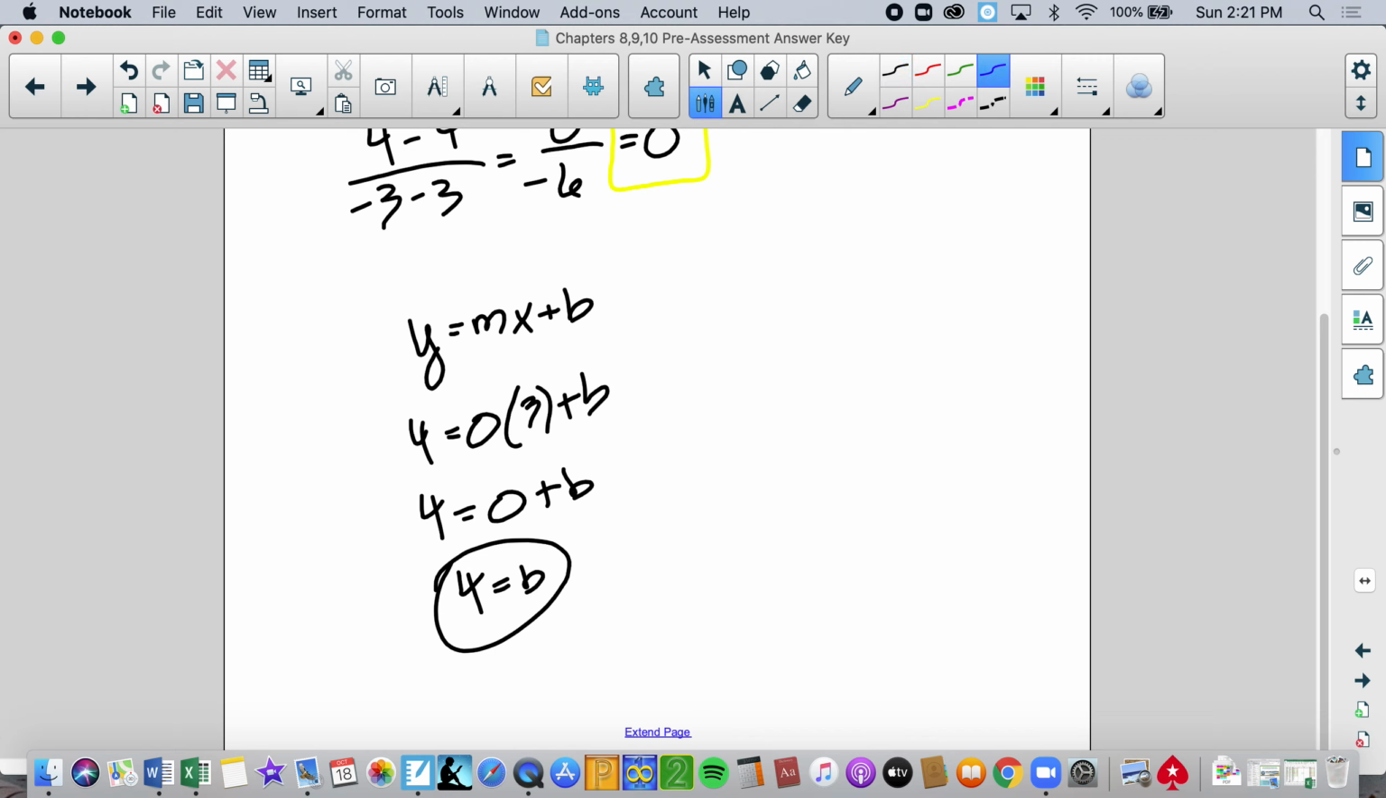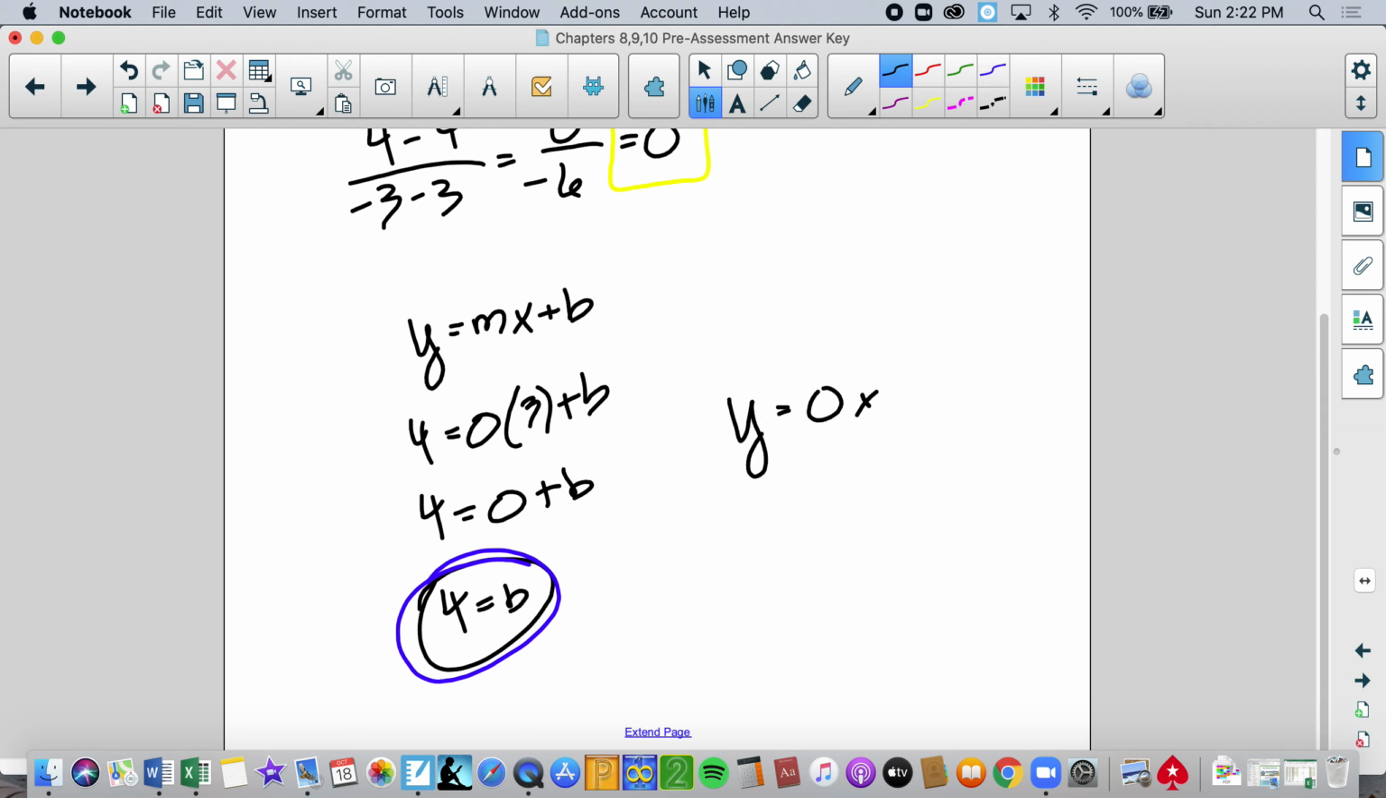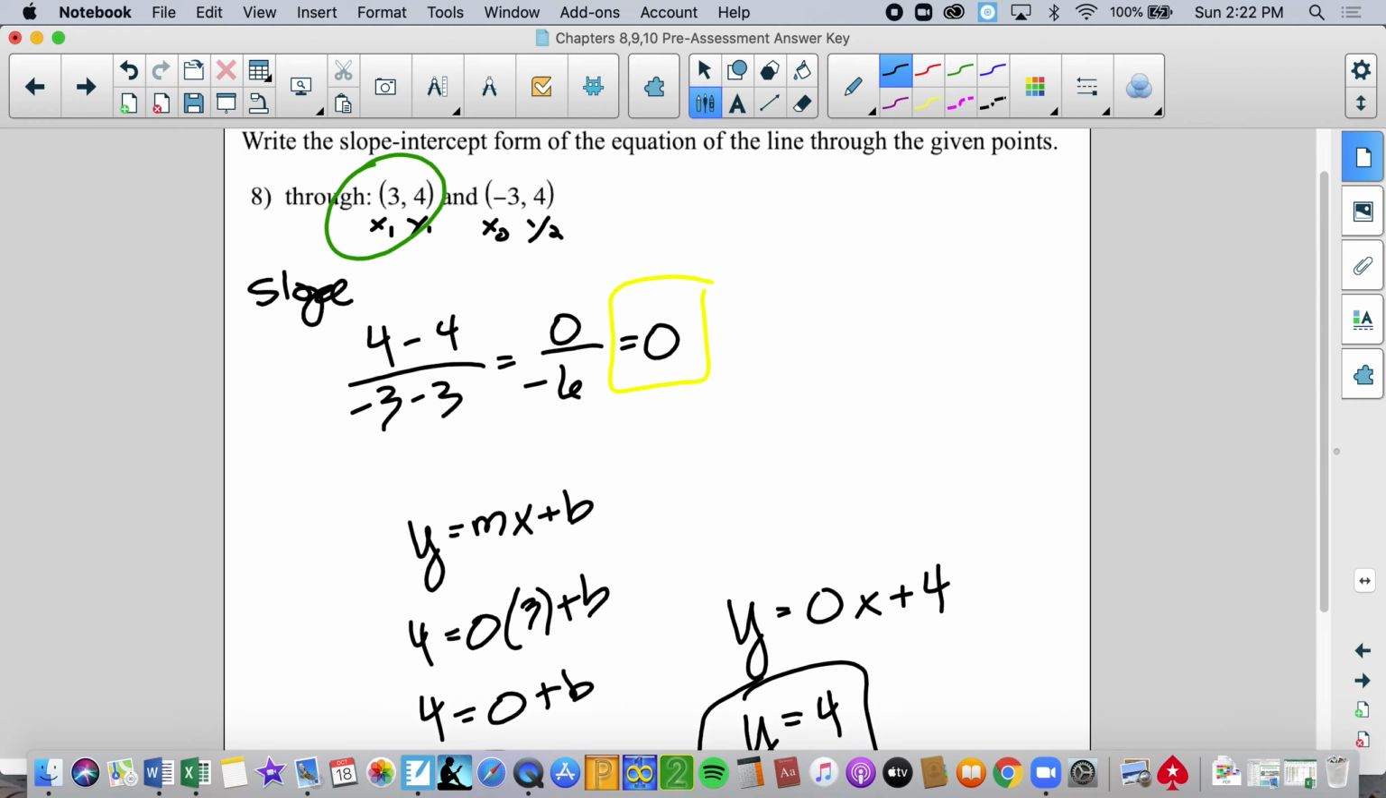Guess I should have circled that in blue. And we get y equals 0x plus 4. You must simplify that. And the equation for the line is y equals 4.